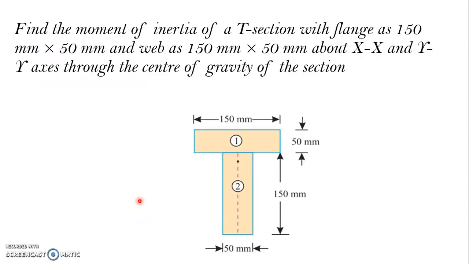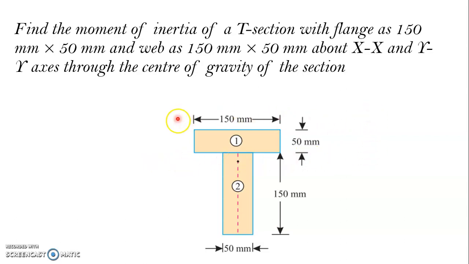The second one is to find the moment of inertia of the T section. You can see the T section having width 150 and depth 150 and a flange thickness of 50 mm. In the first question the axis was given. For the second section, about the x-axis and y-axis through the center of gravity of the section, we have to calculate the moment of inertia with respect to the first axis, the x-axis, and they have mentioned the position of the x-axis as at the centroid.